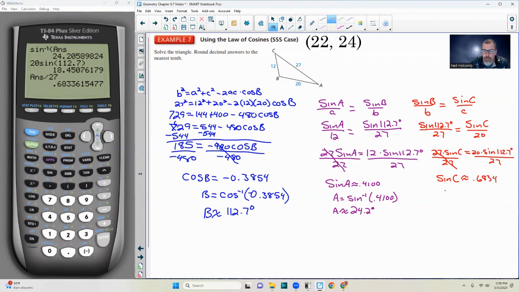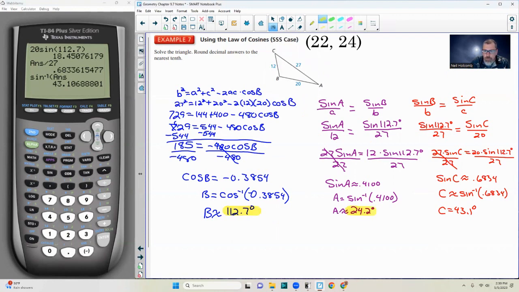Okay, and now I want to find C. So I move the sine over to the other side. And to do that, we have to take its inverse, and we get 0.6834. So I'm going to take second sine inverse of my answer, which was 0.6834, and I get 43.1. So there's my three angles.